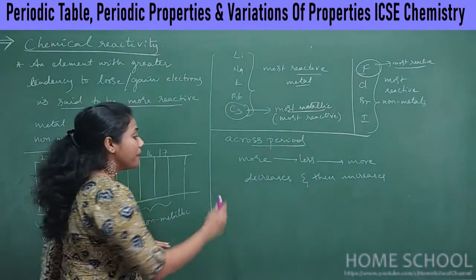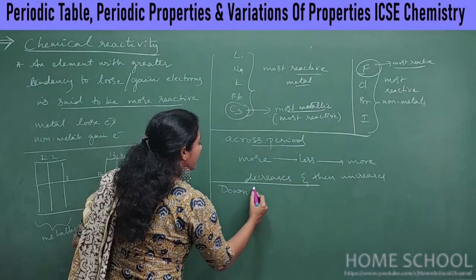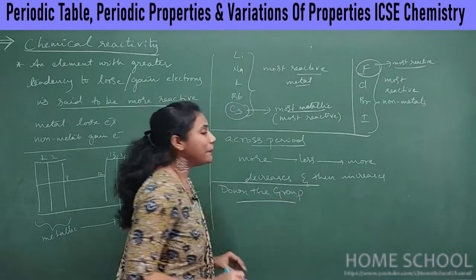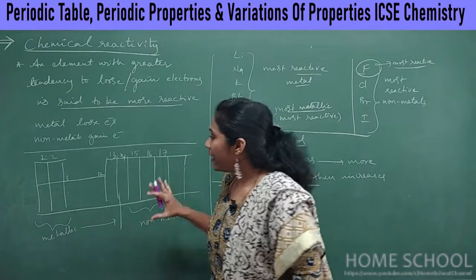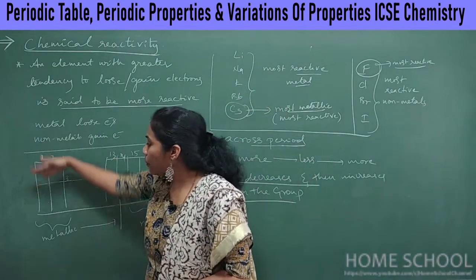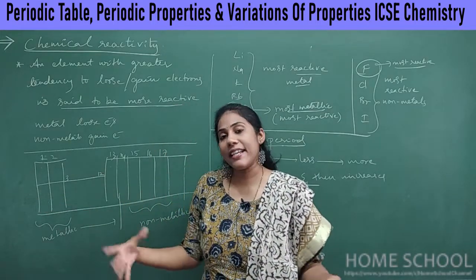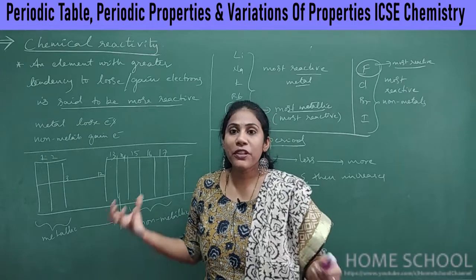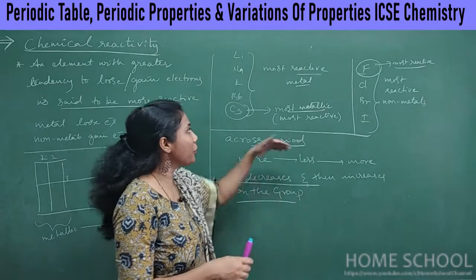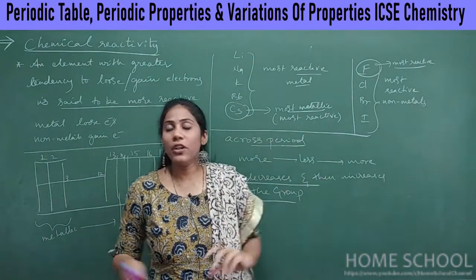Okay, very good. And now coming to down the group, I mean, if you go from top to bottom, what will happen for chemical reactivity? Say you take any individual group, from top to bottom, the size will gradually increase, right? So as the size increases, what would happen for chemical nature? It will also increase, I can say. As you go from top to bottom, size increases, so chemical reactivity also increases.